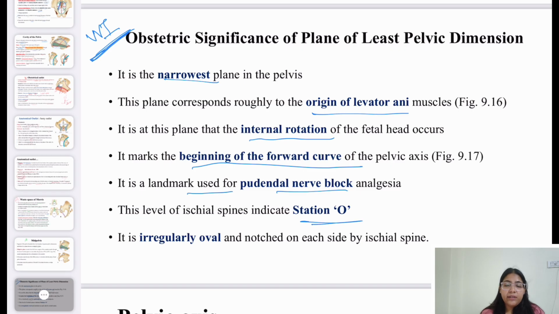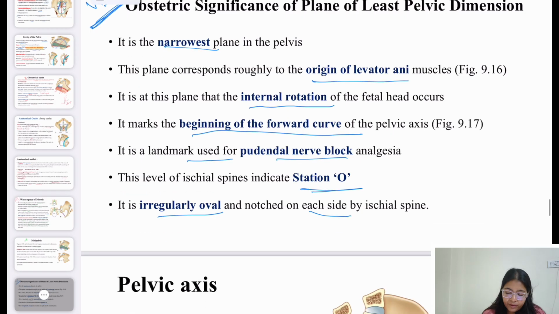We call station 0 while assessing the Bishop score, doing per vaginal examination in a laboring patient. We comment on the station, where the fetal head is, at what station. If it is 0, then we say station 0, it means the plane of least pelvic dimension, and it is irregularly oval and notched on its side by the ischial spine.